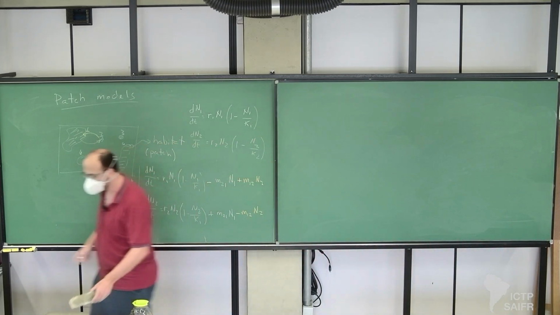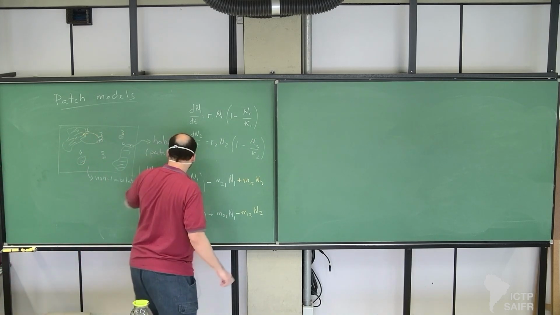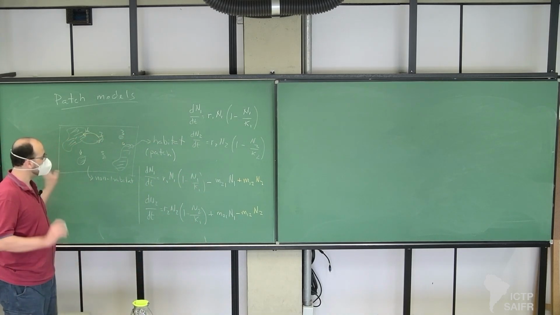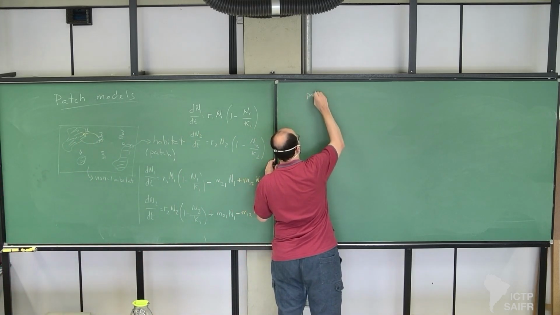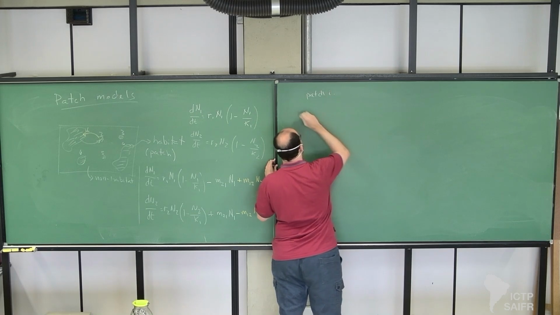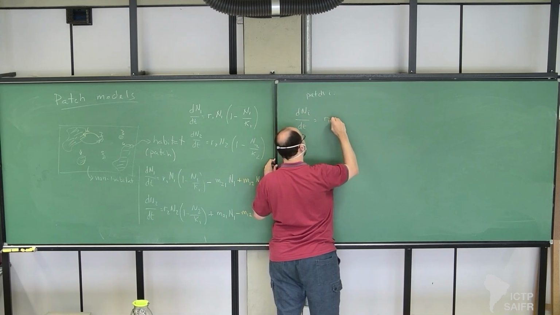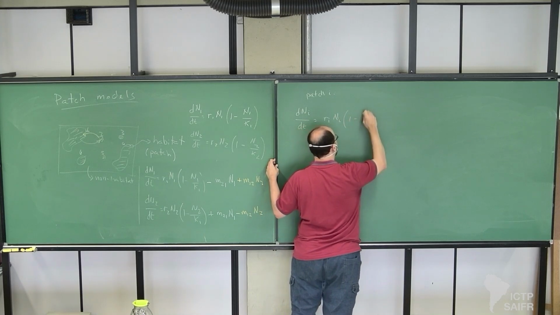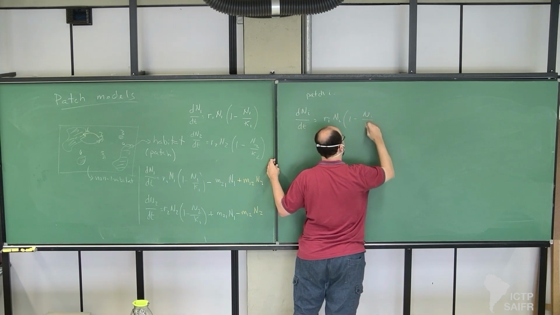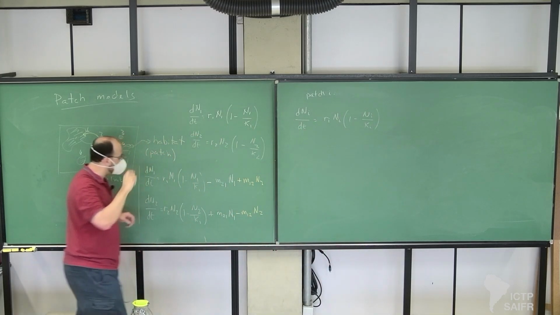Okay, so now, what is going to happen here, right? If I want to look at some patch, I'll call it patch i. So looking at patch i, you have dni/dt. This will be Ri times ni times (1 minus ni over Ki), okay? So far, so good.